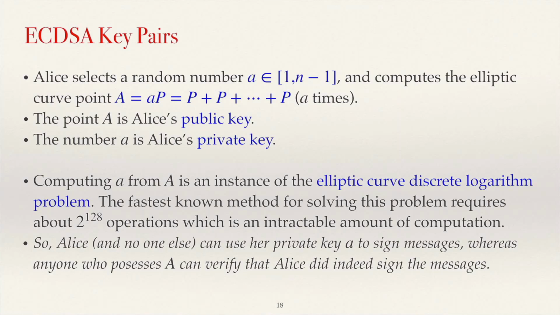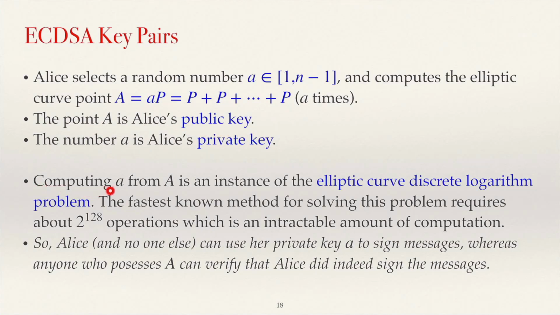I'll next describe ECDSA key pairs. Alice selects a random number a between 1 and n minus 1. Recall that n is the number of points on the elliptic curve. And she computes the elliptic curve point capital A, denoted little a times P, which is P added to itself a times. She can do this efficiently. The point capital A is Alice's public key, whereas the number little a is her private key.